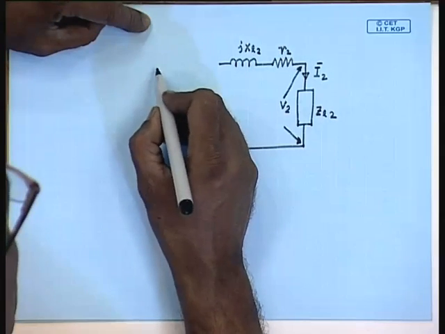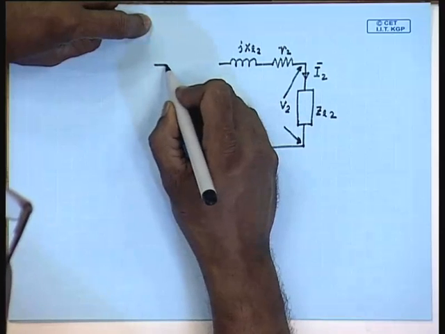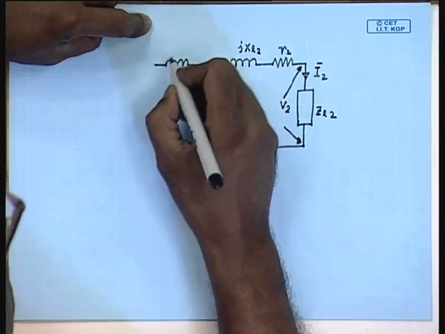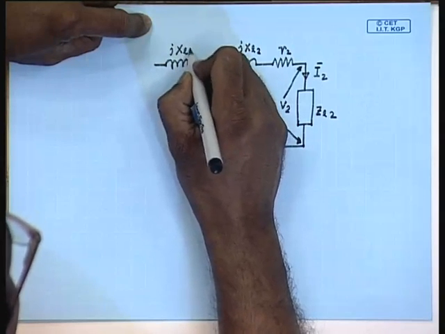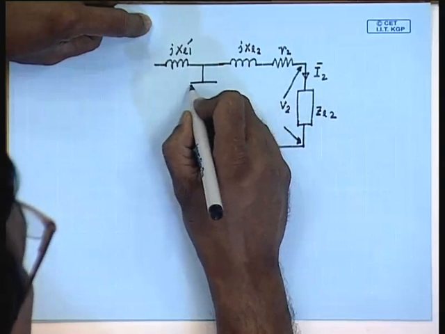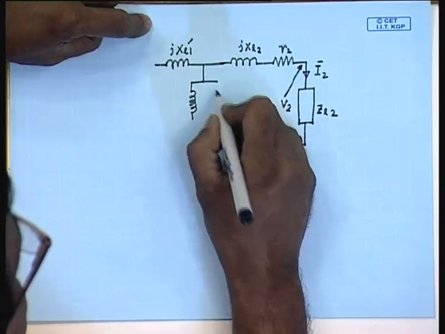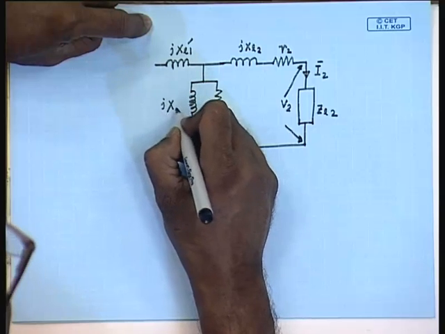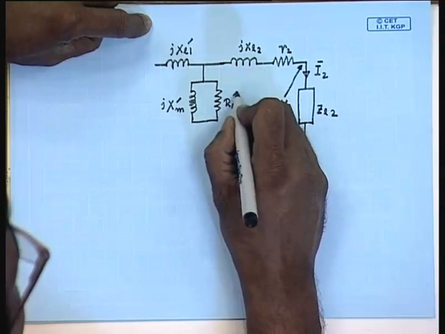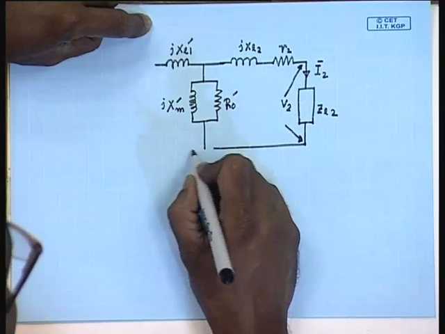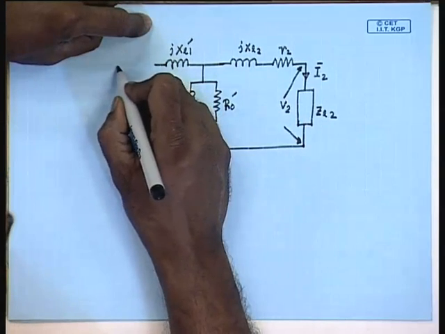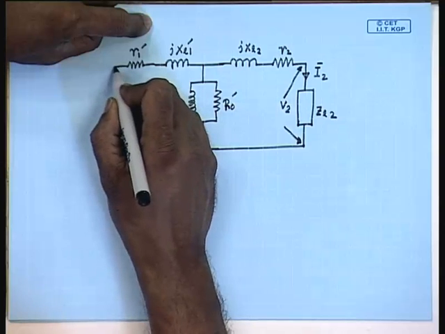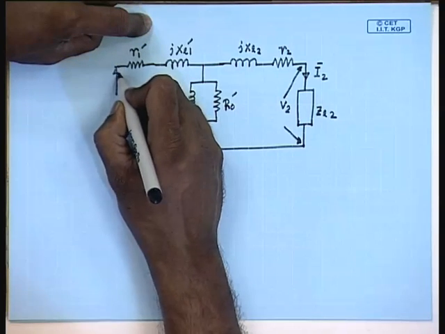We would like to retain the structure of the primary circuit. Therefore, we will have an equivalent inductance in series, and call it jXL1 dash. A shunt branch consisting of a shunt reactor jXm dash and R0 dash, and a series resistance R1 dash, connected to a source V1 dash.